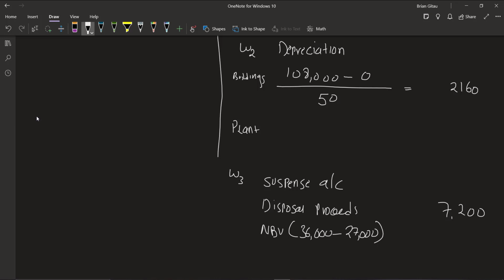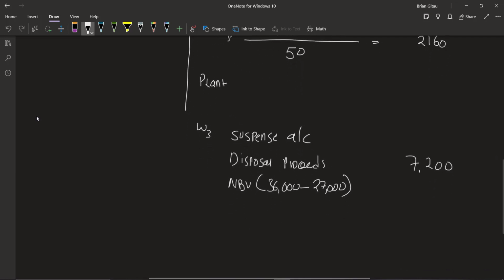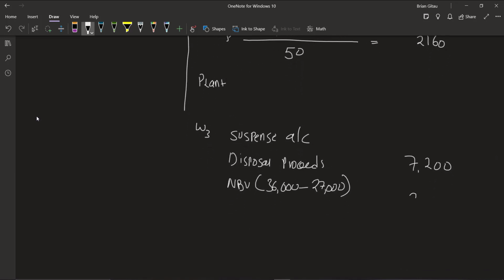36 minus 27 is giving us 9,000. So 9,000 we less from the disposal proceeds. This is giving us a loss of 1,800. Fine. Now this 1,800 we are going to adjust, or include it, in the depreciation account for the plant. So let's go ahead and calculate that.